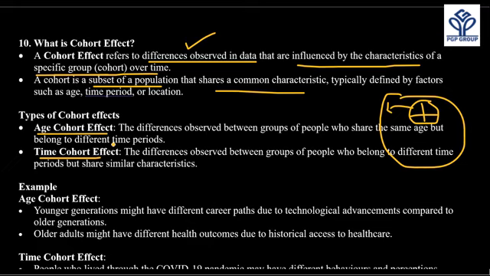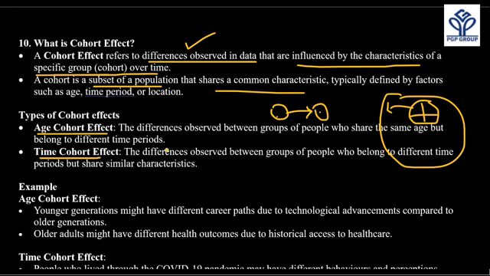So what does age mean? Take it as the age of a human being. The people in a particular age group are going to have an impact on the other group. For example, 40 plus, 18 plus. The 40 plus group is going to have some effect. They are going to influence the other group. So this is called the age cohort.